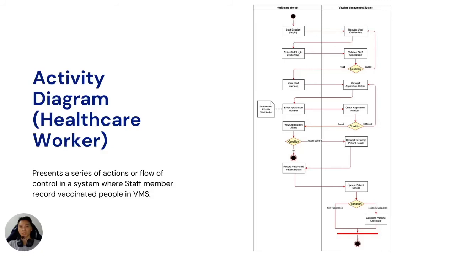Once they have logged in, the staff interface is shown where they would then navigate to register the vaccination application and also update the patient details. After these have been recorded and updated, the healthcare worker can then generate the vaccination certificate. These two diagrams assist with showing the use cases, and the in-depth series of steps required to achieve their outcome. For the next part of our presentation, I will be passing this on to Adam to discuss the class diagram.